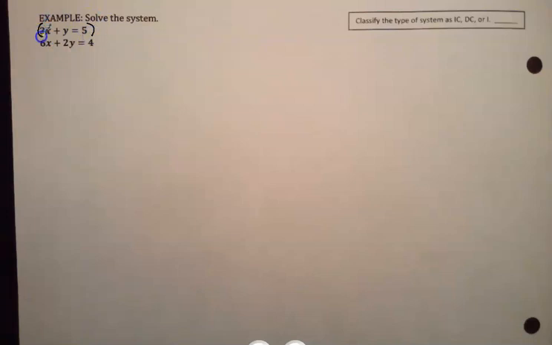So let's take this top one. I have 3x. Let's get the opposite of 6x. So we want a negative 6x. So 3 times negative 2 would get us that. Negative 2 times 3 is negative 6x. Negative 2 times y is negative 2y. Negative 2 times 5 is negative 10. Pardon me. And then we have 6x plus 2y equals 4.